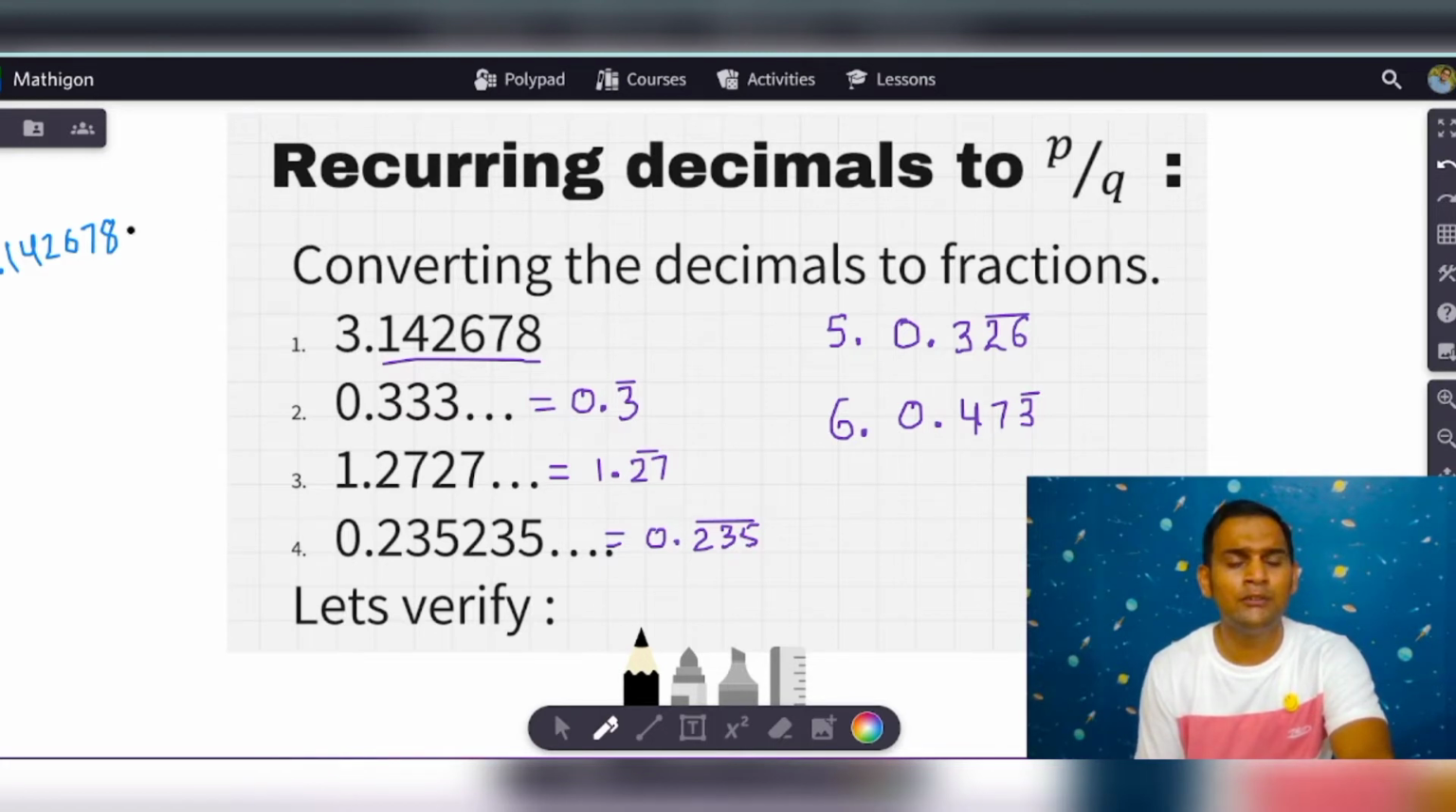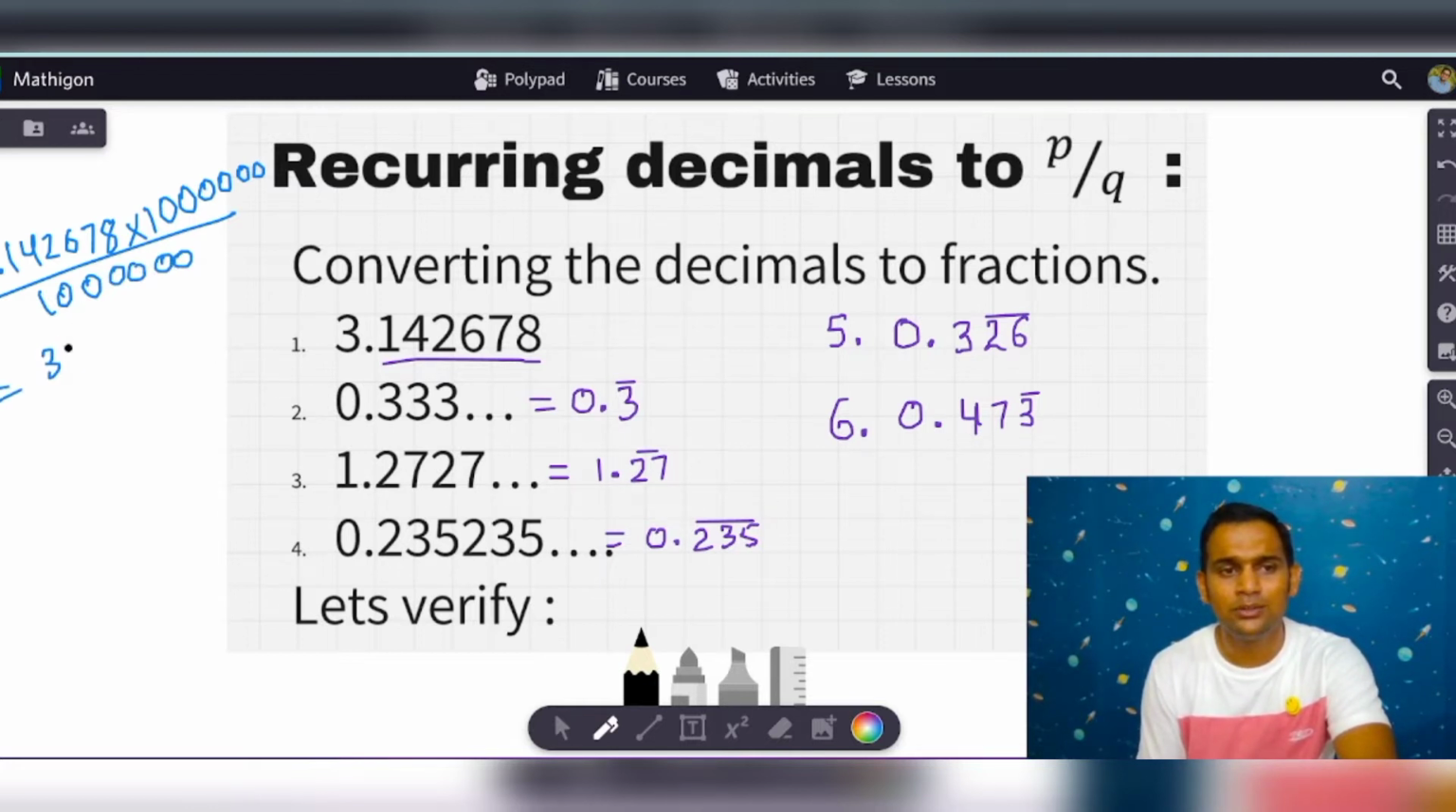So when we have to move that, how many decimal places are there? 2 plus 2 plus 2, 6, right? So we multiply and divide by a number which has 6 zeros. That's all. When we multiply the numerator, we get 3142678 divided by 1 and then 6 zeros.